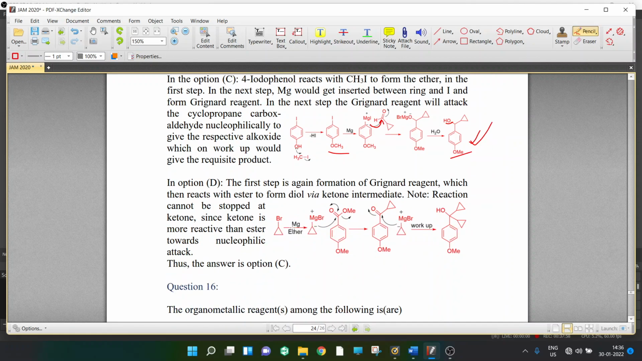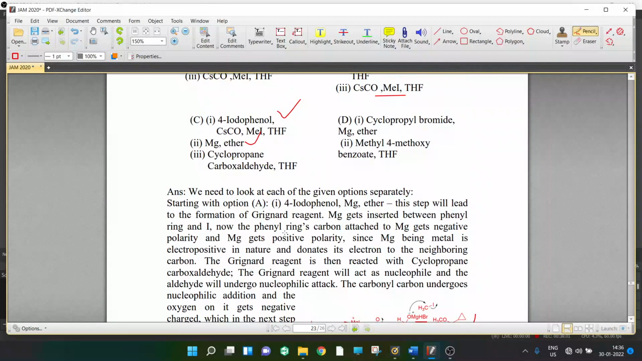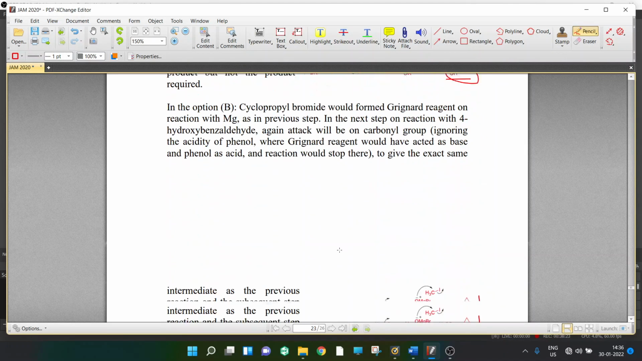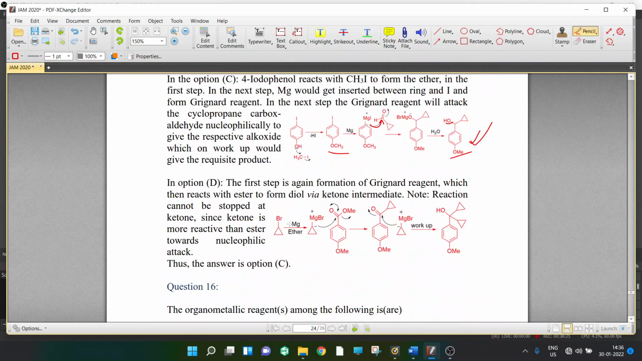Fourth one it says you are having cyclopropyl bromide and magnesium. So of course first one is Grignard reagent, then you are reacting with methyl 4-methoxybenzoate, so it is an ester. On ester, Grignard reagent attacks twice, first it will form carbonyl and again it will attack till it forms alcohol. So let us see how it is formed. So first you are having cyclopropyl bromide, we are reacting with magnesium, so you are getting cyclopropyl magnesium bromide, the Grignard reagent.